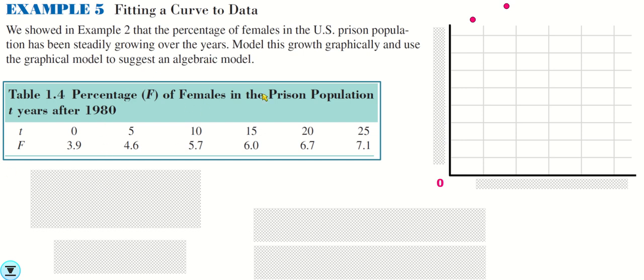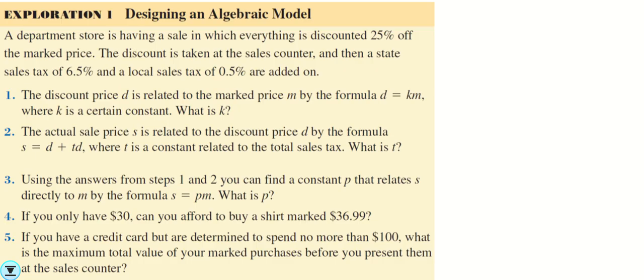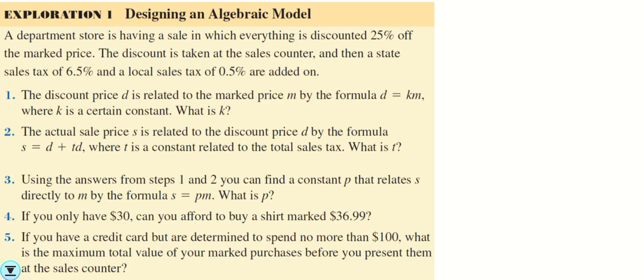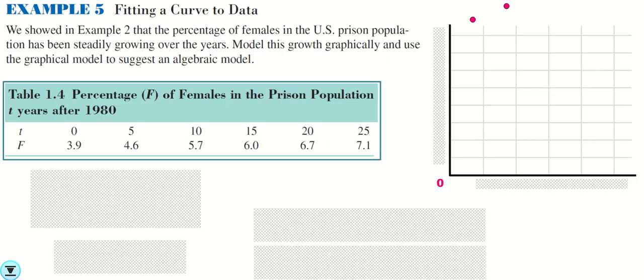Okay, is this the same numbers? Percentage of females after 1980. So it was 3.9 in 1980. Just making sure that these literally, yep. So in 1980, 3.9, 4.6, 5.7. All right, so yeah, it literally is from example 2. I just wanted to confirm that.